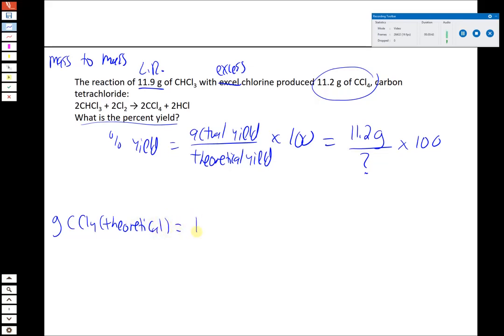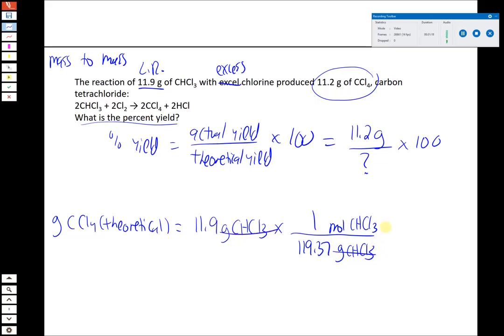So we're starting with 11.9 grams of chloroform, CHCl3, and we have to convert into moles first. So we're going to divide by molar mass, same step as always, to figure out moles of CHCl3. So it's about 119.37 grams per mole, that's the molar mass of CHCl3, sorry.